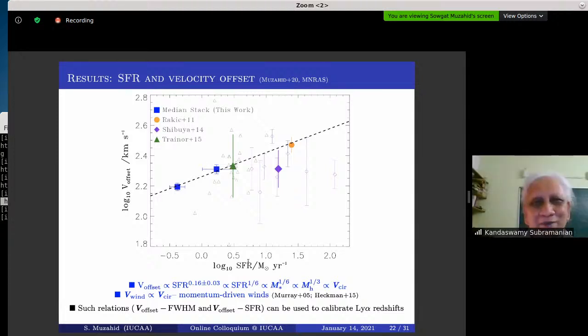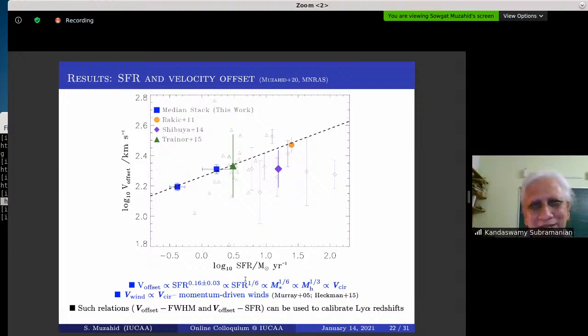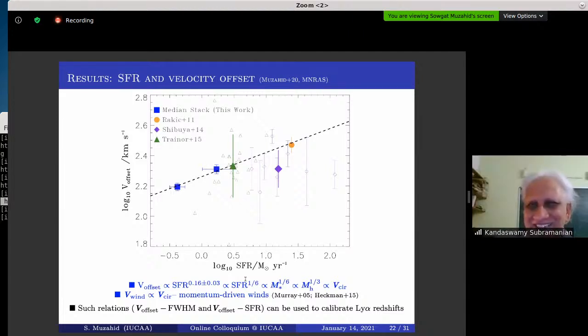Anand seems to have a comment in the chat box. Okay, what is that? He says shell radius is nothing to do with the impact parameter. Yeah, that is also true. Why? Because, let me see.